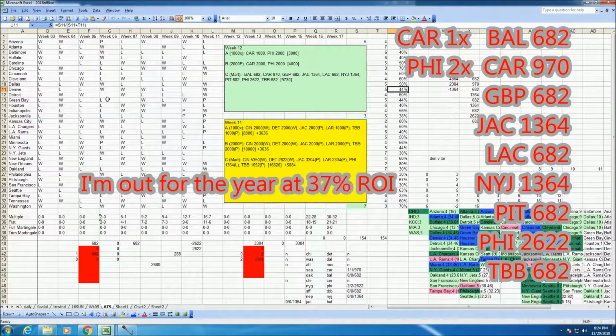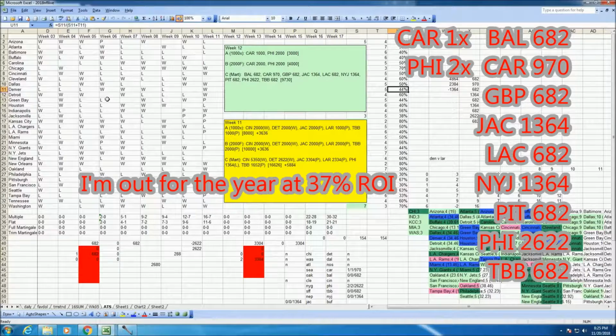So my multiple picks, at 1,000x: Carolina is 1x or $1,000, and Philadelphia is 2x or $2,000, for a total of $3,000 out there at the beginning of the week. The fixed scheme, that's what I meant to say, is the same two picks, Carolina and Philadelphia, for $2,000 apiece. So that's $4,000 out there in the fixed scheme.